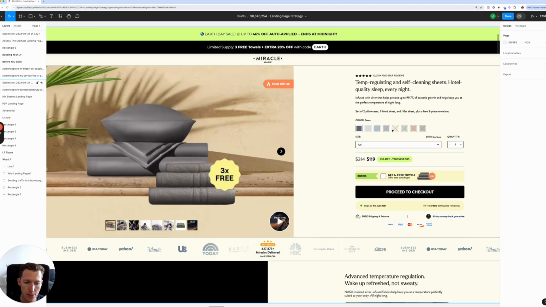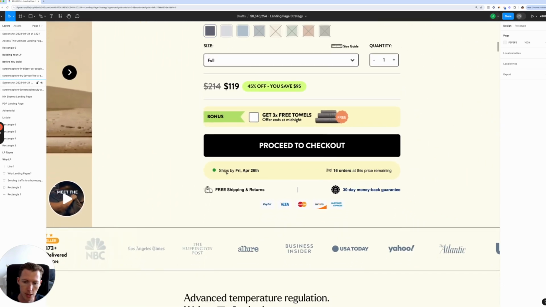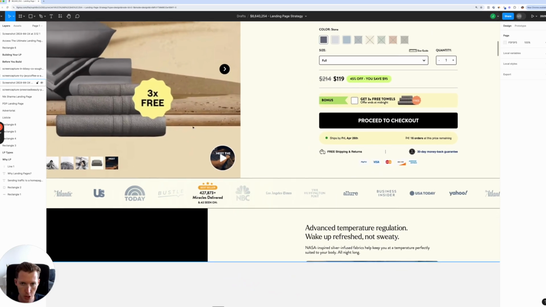And then from here, you can see that there's a lot more conversion optimized elements. The date is ships, 16 orders as price remaining. There's even a little order bump here to get free towels, free shipping and returns, money back guarantee, and then they have this brag bar of press icons here. I'm just going to pull this up right now so we can see the full page.